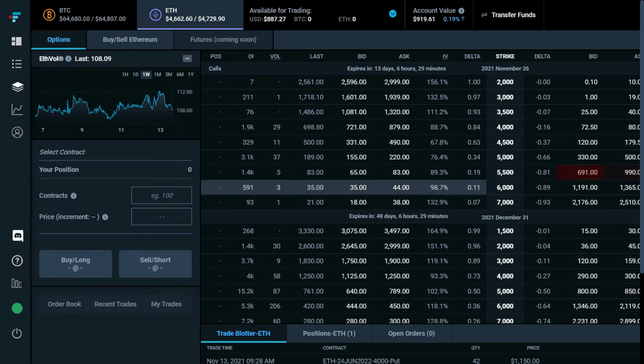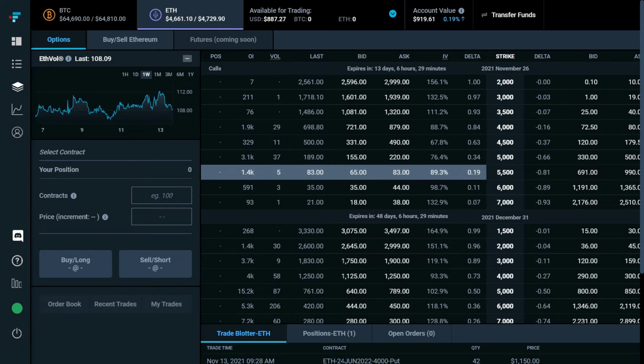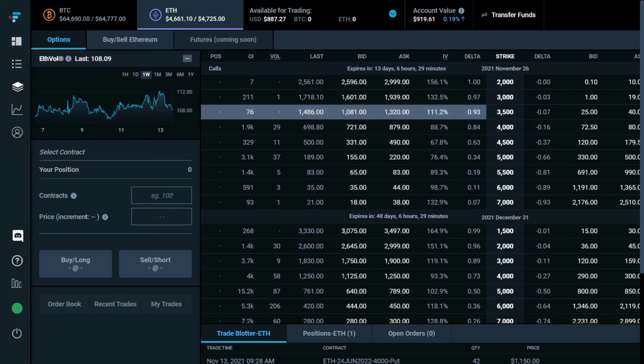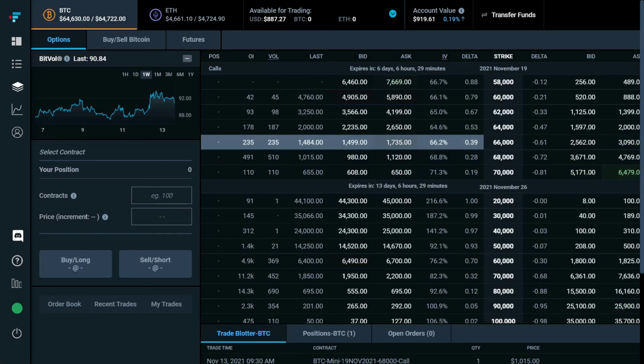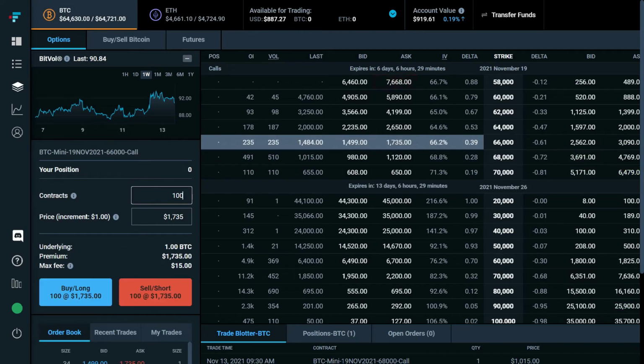And that's most of the interface. It's just a little tricky on what you're actually paying for. The price here isn't the price of 1. It's the price of 10 in the case of Ethereum, which is confusing. But you can see here what you're buying. The premium is what you're actually paying. And same thing with Bitcoin, 100 of them is actually that price. And that's for 1 Bitcoin.